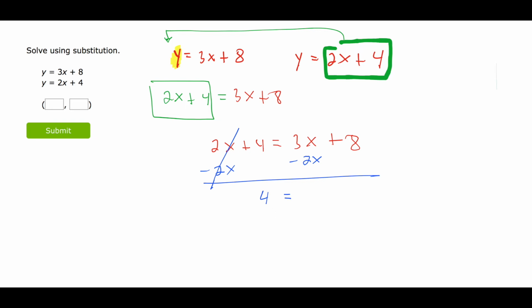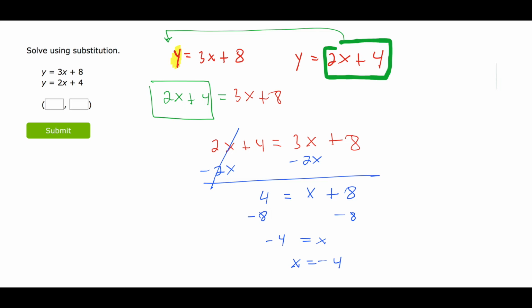4 equals 1x. I'll just write it as x plus 8. Get rid of the 8. What do we get? Yep, so x equals negative 4. You can write it like this if you want. This is what the x equals.